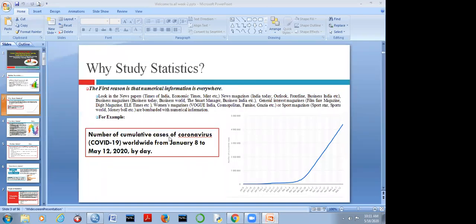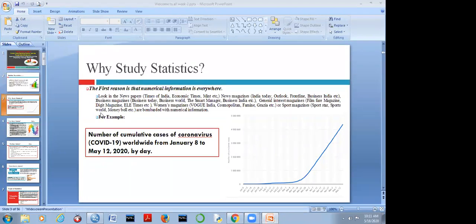Another example is your performance. You study the whole year, the whole semester, and then the question paper comes in front of you in quantitative form. You write, and the teacher evaluates and converts your performance into a number. You get the marks, and marks also tell about your performance. So everywhere there is information. In our day-to-day life, we deal with numerical information. This is the reason we have to study statistics.